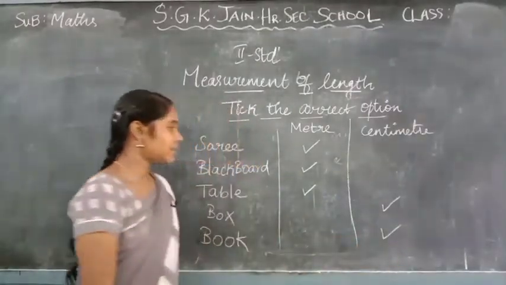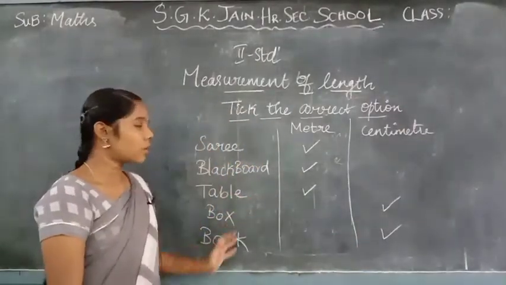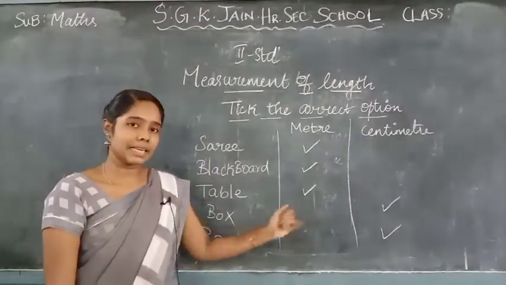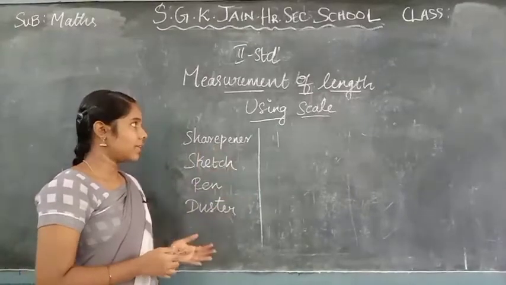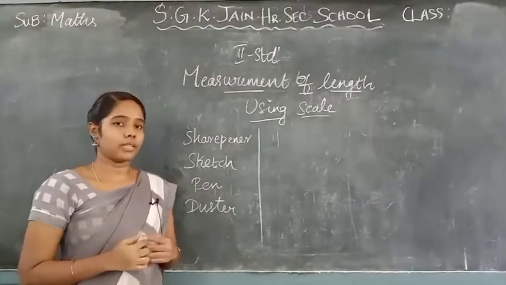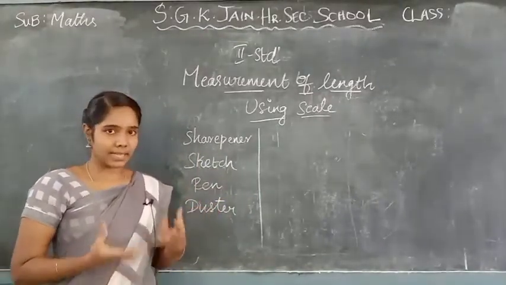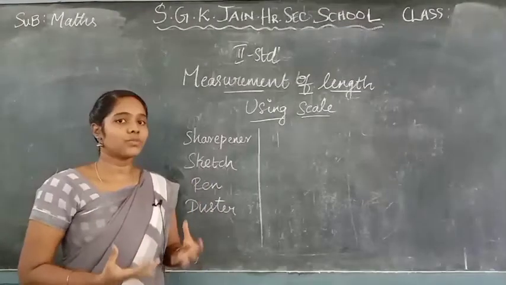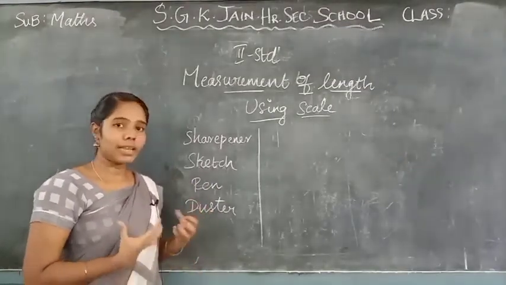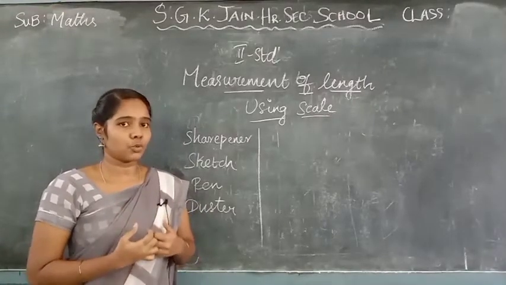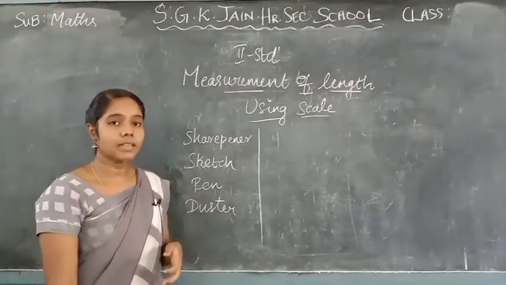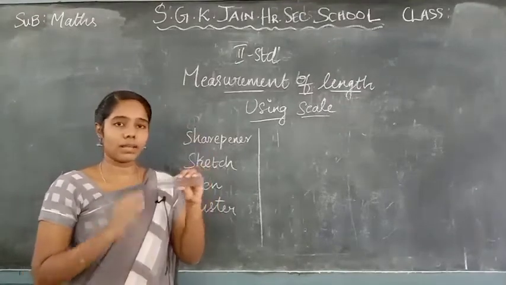Okay, children, so now you understand for which objects you use meter and centimeter, right? As we discussed earlier, the measurement of length has standard units, right? So, it is meter and centimeter. For larger lengths, we use meter, and for shorter lengths, we use centimeter. The standard measuring tool using centimeter is a scale. It is also called a ruler.